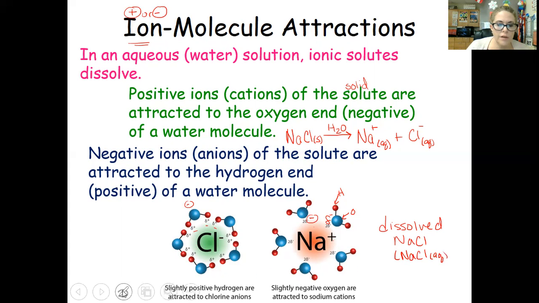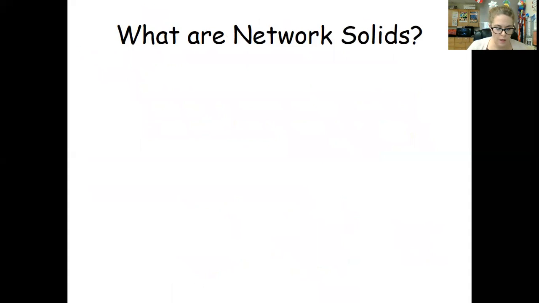Let me just erase that other parenthesis right there. So this is what, on the molecular level, salt water looks like. Every sodium particle is surrounded by the negative oxygen, and every negative chlorine is surrounded by the positive hydrogens of water. All right, so what is a network solid?